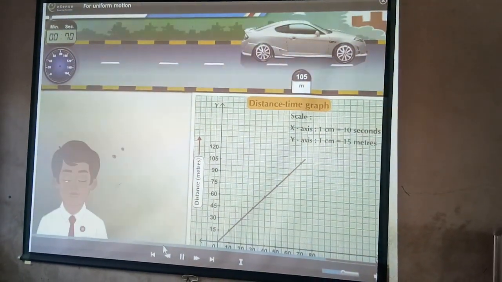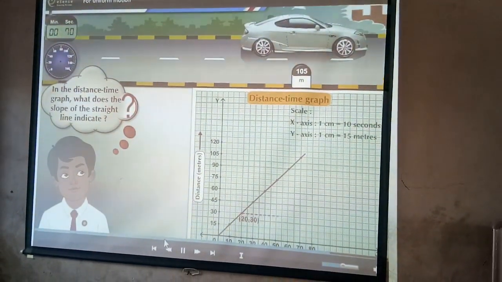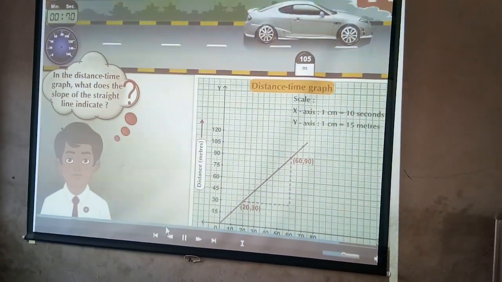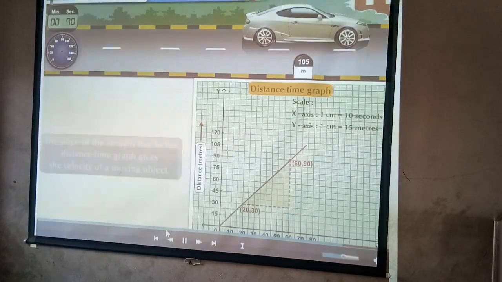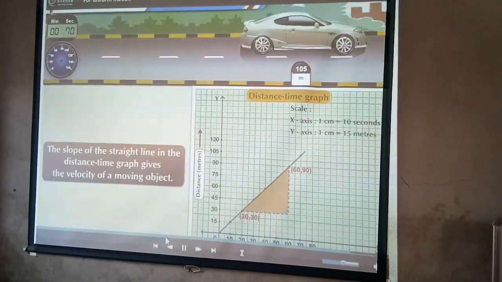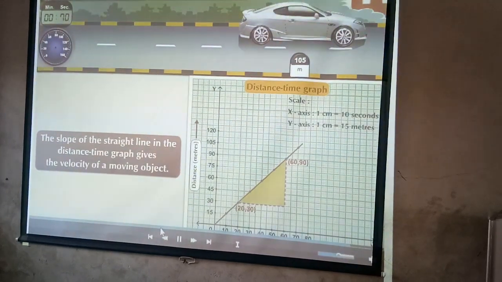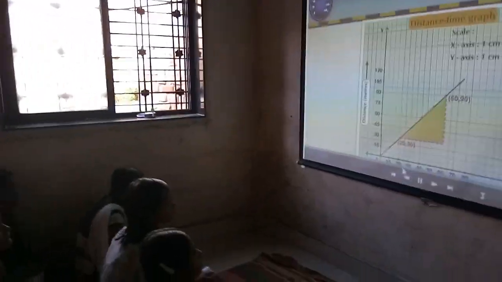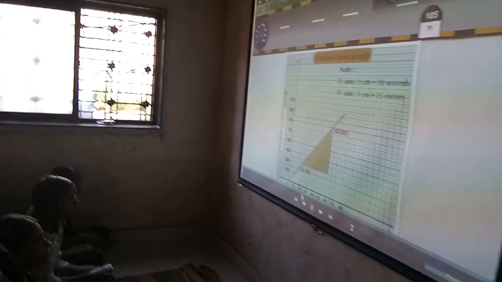Now, can you tell, in this distance-time graph, what does the slope of the straight line indicate? The slope of the straight line in this distance-time graph gives the velocity of a moving object. After studying the uniform motion of an object in a straight line by the distance-time graph, let us now study non-uniform motion in a straight line by the distance-time graph.